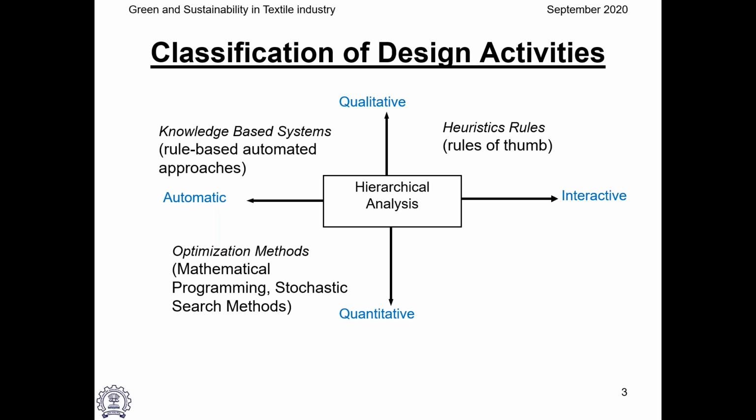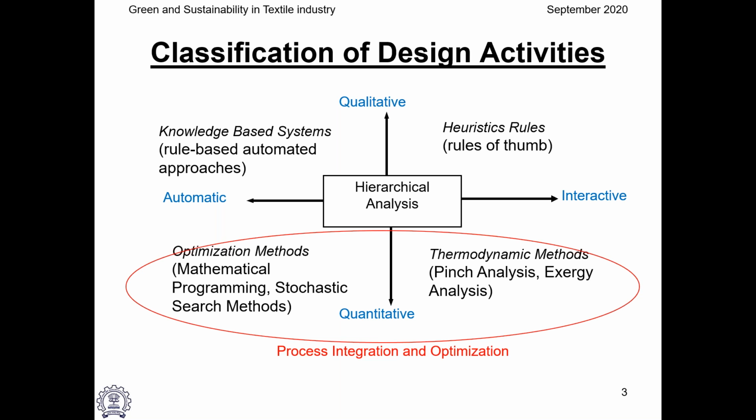which are also becoming extremely popular. Academicians typically prefer this optimization approach: mathematical programming, stochastic search methods, and so on and so forth. And the fourth quadrant has mathematical models, but the designer takes the call, and we have thermodynamic methods. Pinch analysis is just one of them. Today we call the third quadrant and the fourth quadrant, that is, the combination of thermodynamic methods and optimization methods, process integration and optimization. So in a sense, pinch analysis is a part of process integration and optimization.